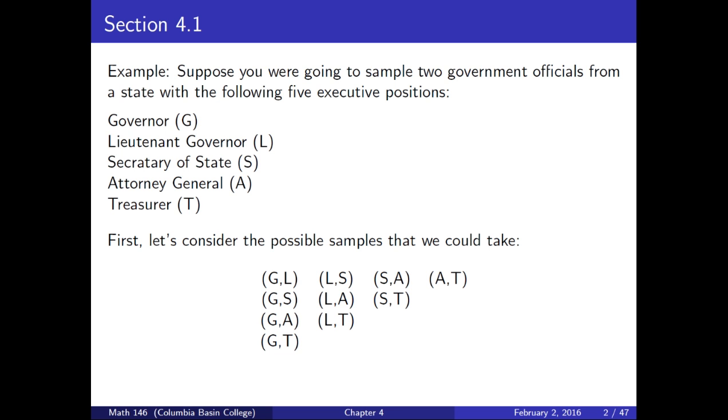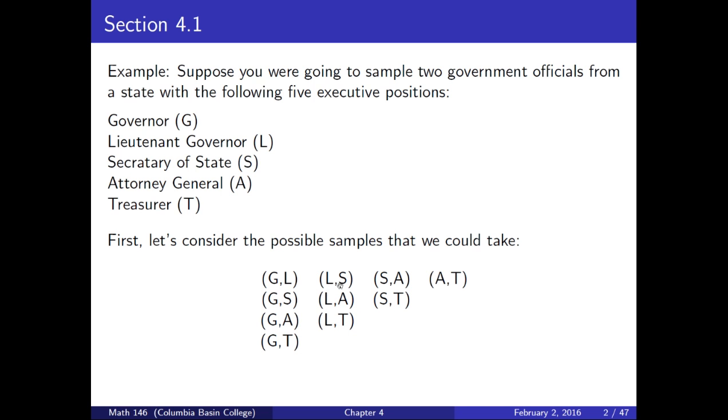So suppose you have 5 government officials and you want to sample 2 of them. And let's say there's a governor, lieutenant governor, secretary of state, attorney general, and treasurer. And if I want to take 2 of those, well, there's a lot of ways I could do that. The way I organize them is I start by saying, well, let's fix the governor, and we can match him up with the lieutenant, the secretary, the attorney, or the treasurer.